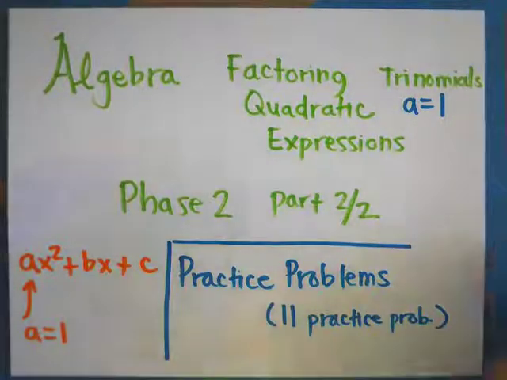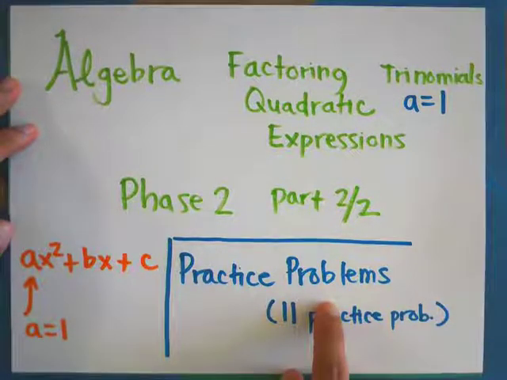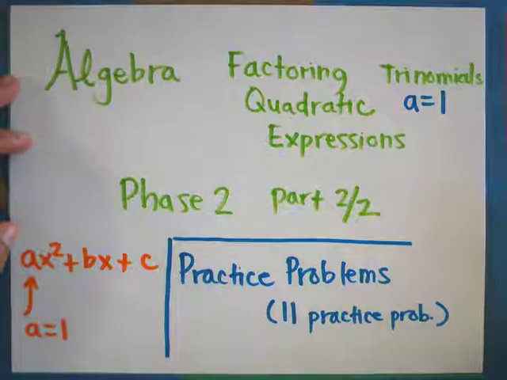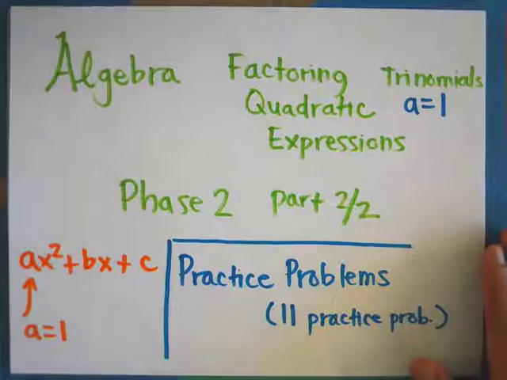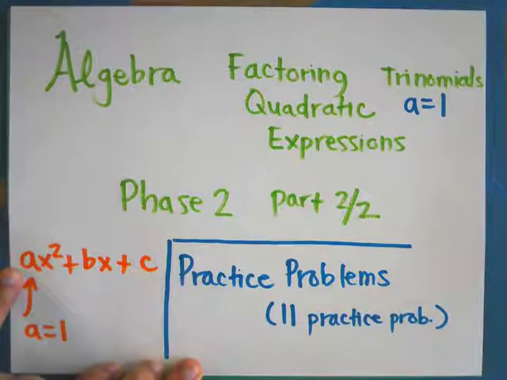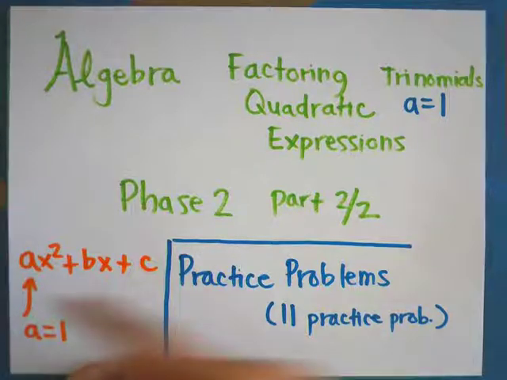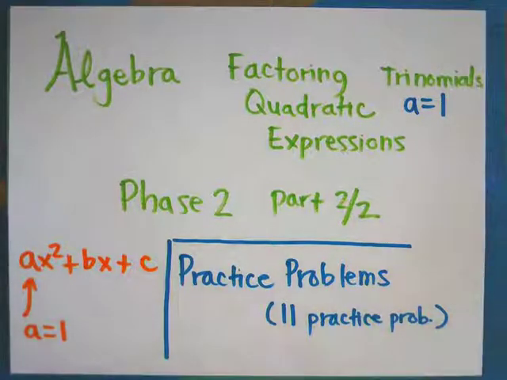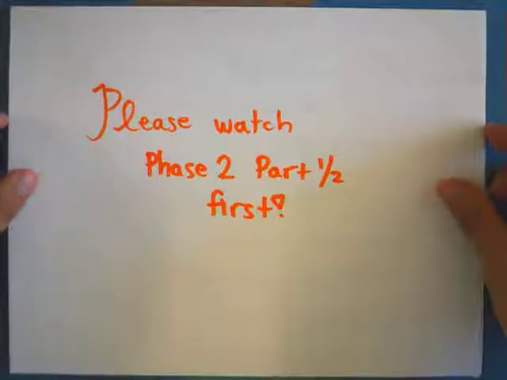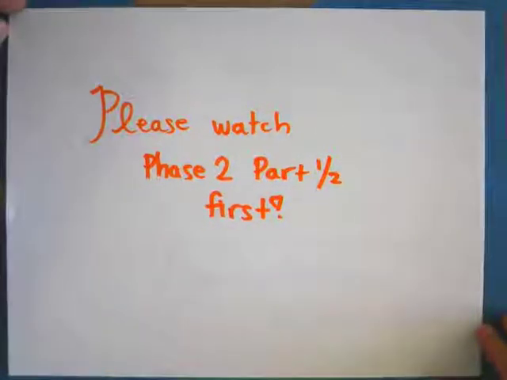So this second part is going to be practice problems for you guys to do, and I'm going to give you guys 11. It's very similar to the 11 problems that were in the previous video, part 1 of 2 for phase 2. And we're still dealing with trinomials where your a value, the coefficient in front of the x squared, is a 1. If you have not watched part 1, or at least seen what it's all about, please watch part 1 of 2 first for phase 2. Then that way you know what I'm talking about.